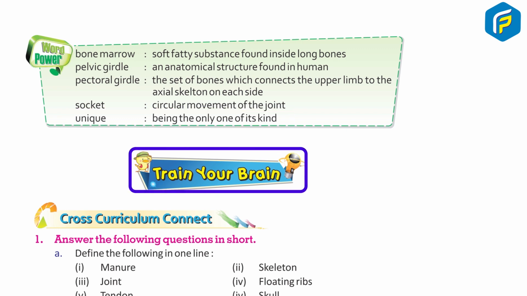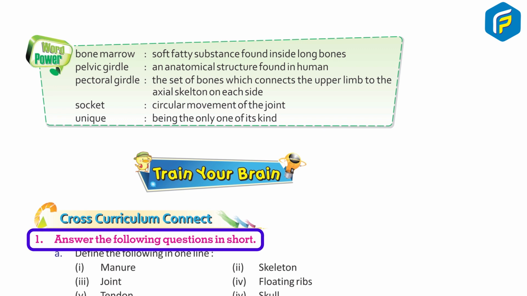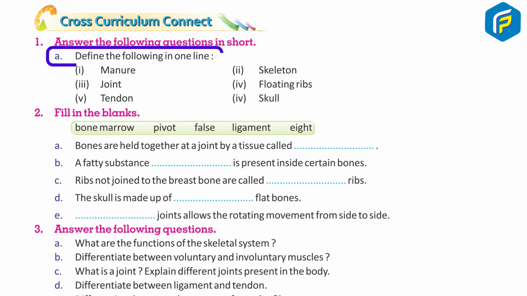Train your brain. Cross Curriculum Connect. 1. Answer the following questions in short. A. Define the following in one line. 1. Manure. 2. Skeleton. 3. Joint. 4. Floating ribs. 5. Tendon. 6. Skull.